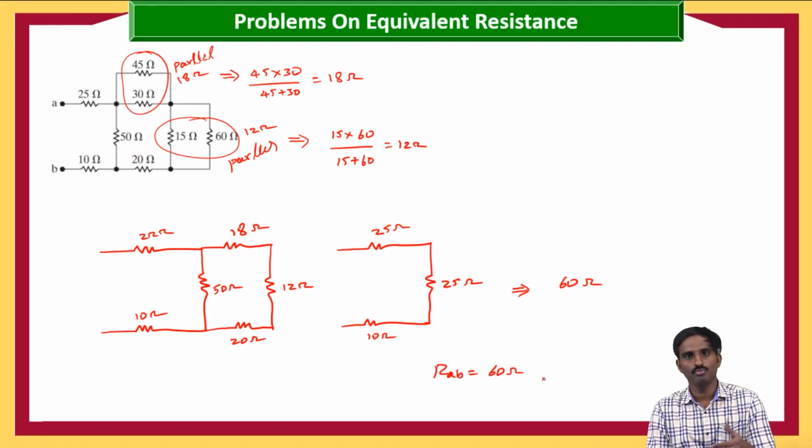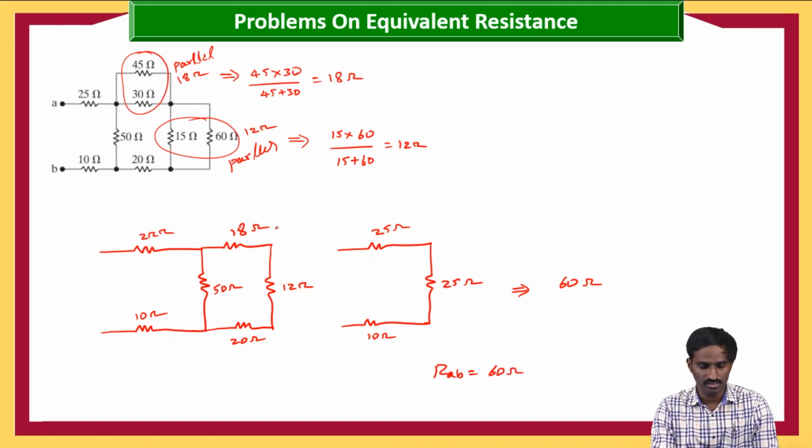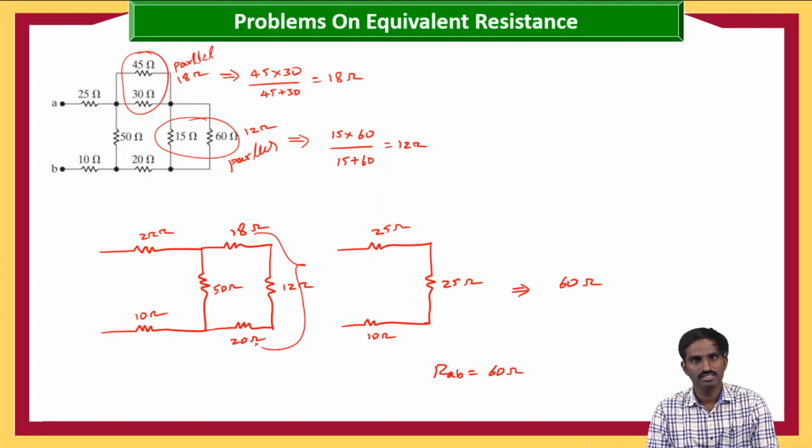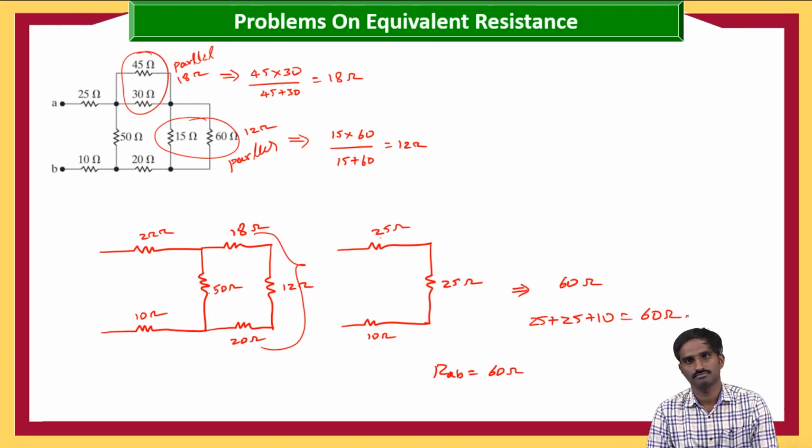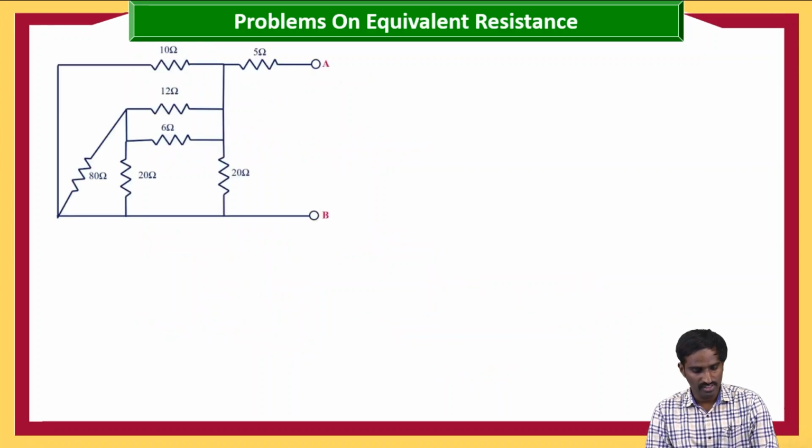So step by step we are improving the quick way to find the equivalent resistance between the two terminals. Why? Because these three are in series, so 18 plus 12 is 30, 30 plus 20 is 50. Again these 50 and 50 are in parallel, so the equivalent resistance must be 50 by 2, which is 25. Again these 25, 25 and 10 are in series, then the equivalent resistance must be 60 ohms, right? So this is the way to find it.